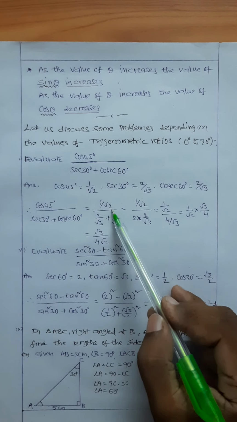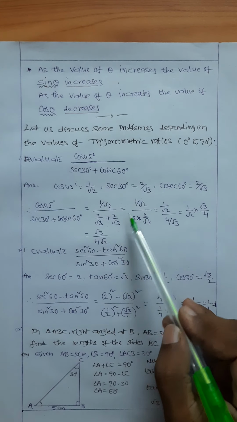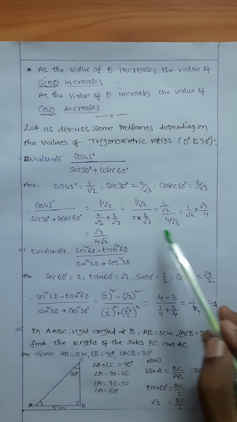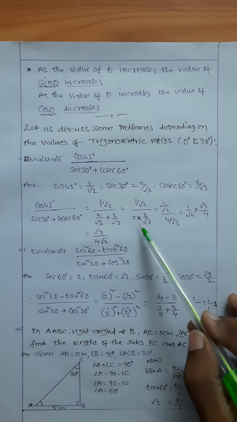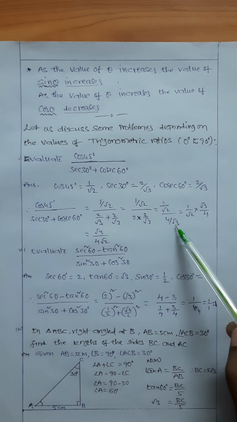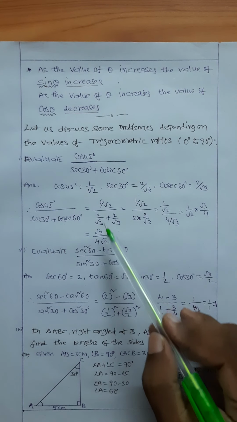Cos 45 is 1 by root 2, secant 30 is 2 by root 3 and cosecant 60 is 2 by root 3. It is 1 by root 2 by 2 times 2 by root 3, that is 1 by root 2 by 4 by root 3. Taking the reciprocal, 4 by root 3 becomes root 3 by 4. So root 3 by 4 root 2 is the answer.